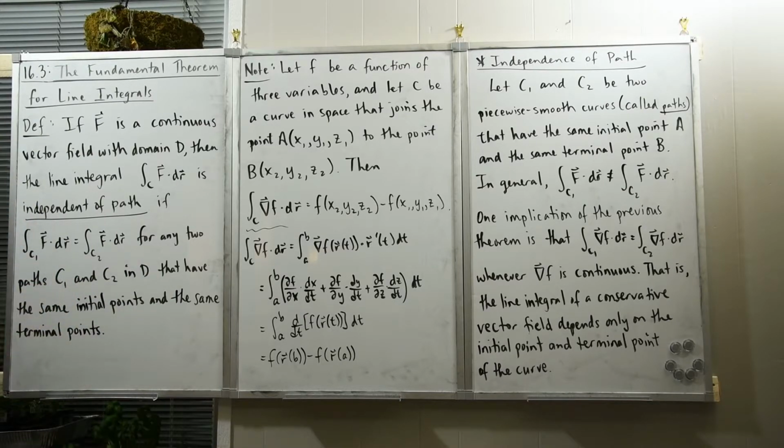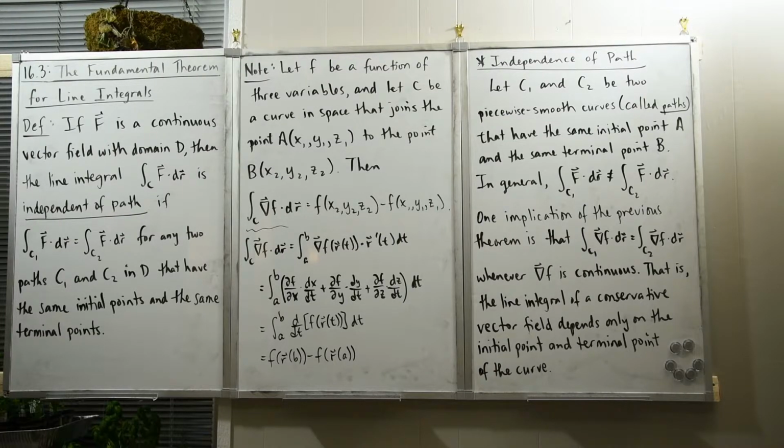Alright, so once again, f is a continuous vector field, domain D. We say that the line integral of f along C is independent of path if for any two paths C1 and C2 in D that you choose, the line integral of f along C1 will equal the line integral of f along C2, as long as those two paths have the same initial points and the same terminal points. Alright.